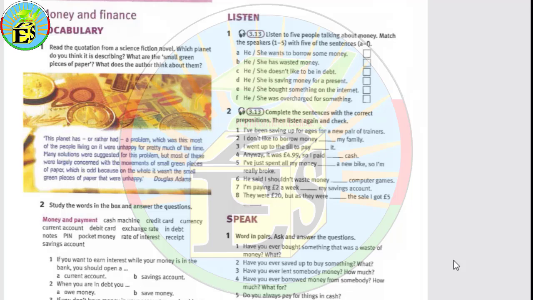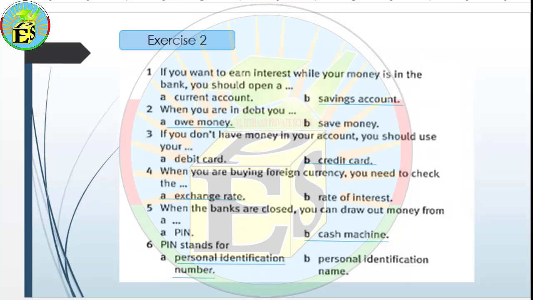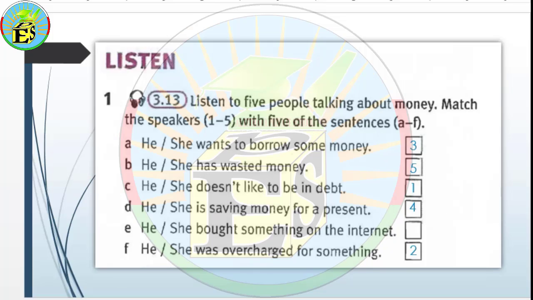Have you finished? Let's check your work. A. He or she wants to borrow some money. Number 3. B. He or she has wasted money. 5. C. He or she doesn't like to be in debt. Number 1. D. He or she is saving money for a present. 4. And F. He or she was overcharged for something is number 2. Good job. Now let's go for the next exercise.